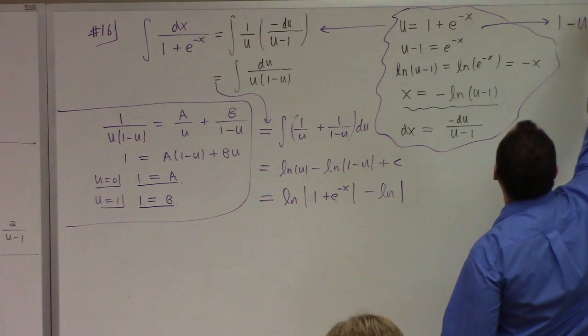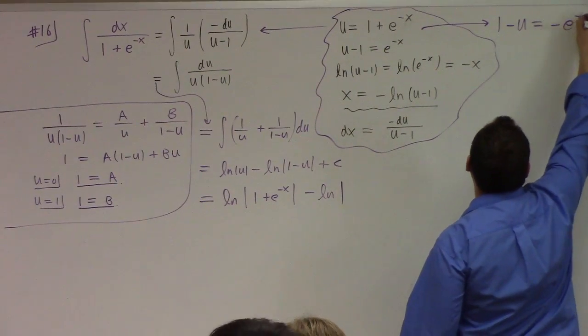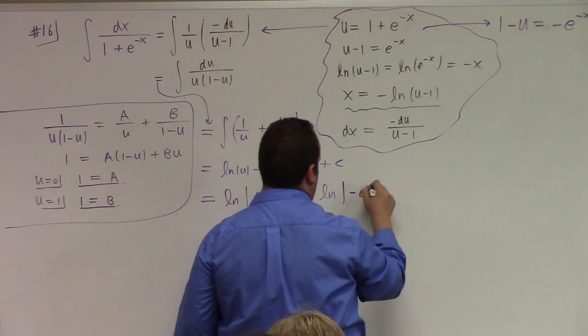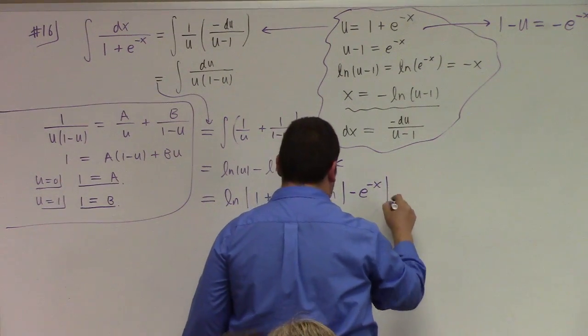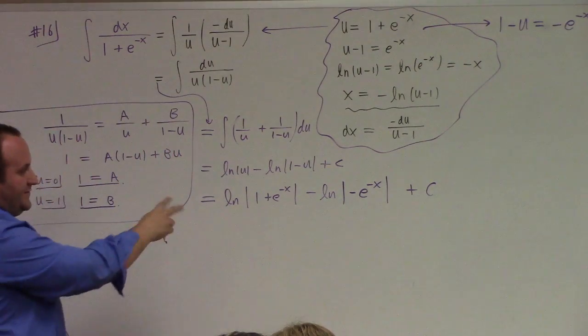One minus u equals to what? Minus e to the minus x, right? I think we can clean this up just a little bit. How does this simplify?